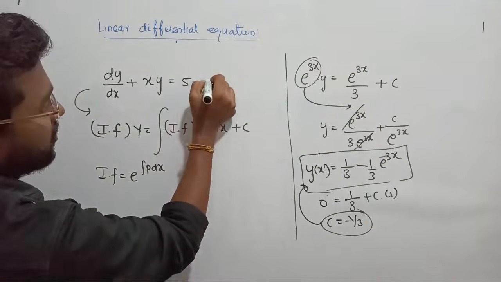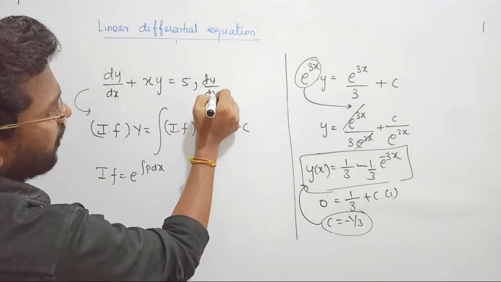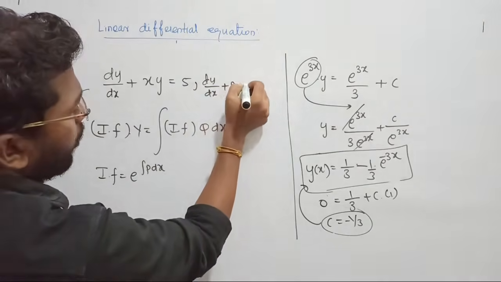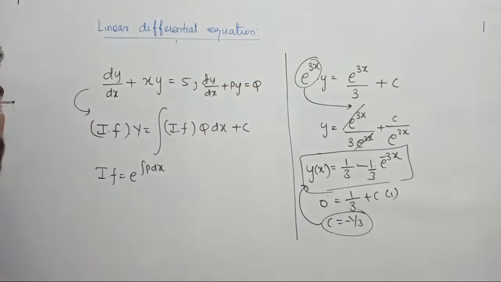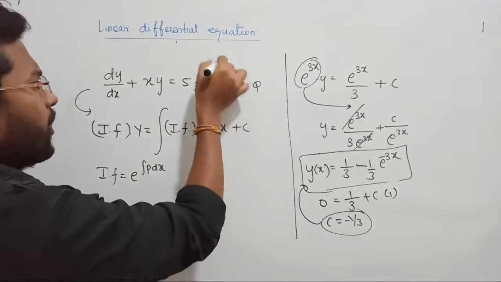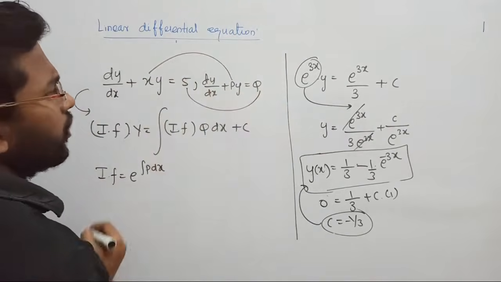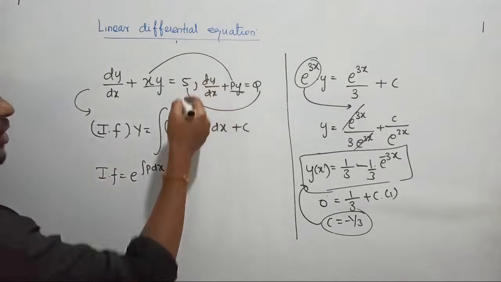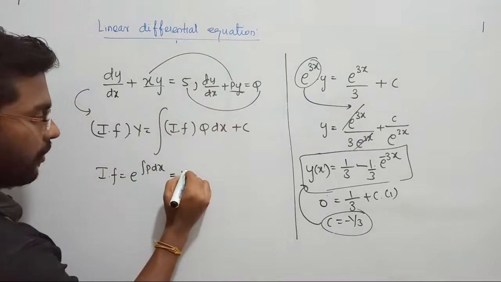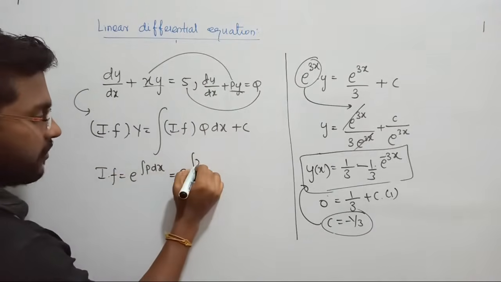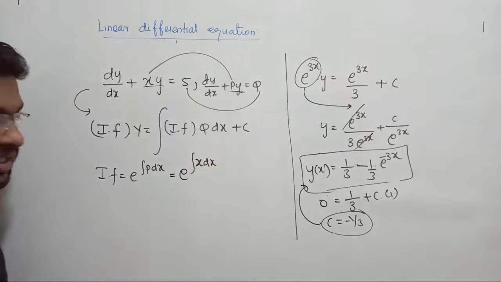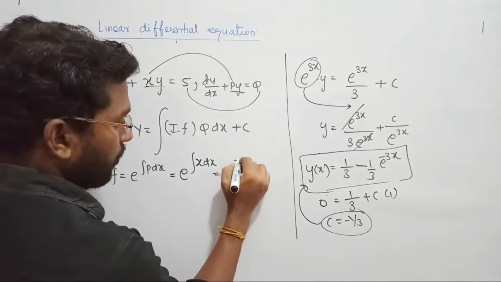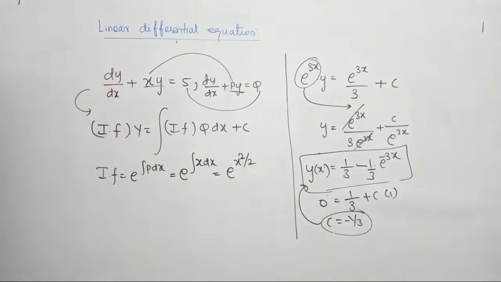What is the standard equation? The standard equation is dy by dx plus p into y equal to q. From this, what we have understood? P is equal to x, q is equal to 5. Do you agree? Yes, see that p into y, x into y, so p is equal to x. Let's proceed further. So e power integral of p, replacing p by x with respect to dx, this function will become e power x square by 2. Integration of x with respect to dx will become x square by 2 only.